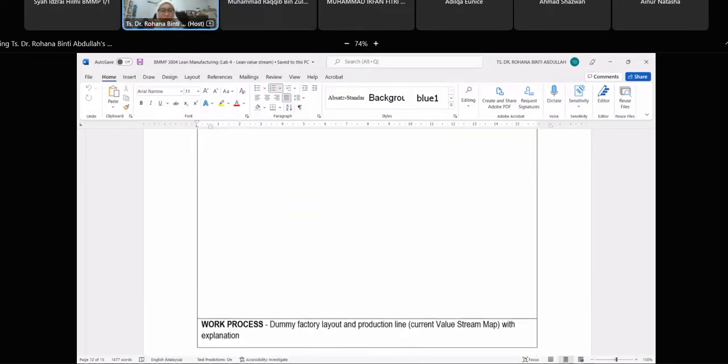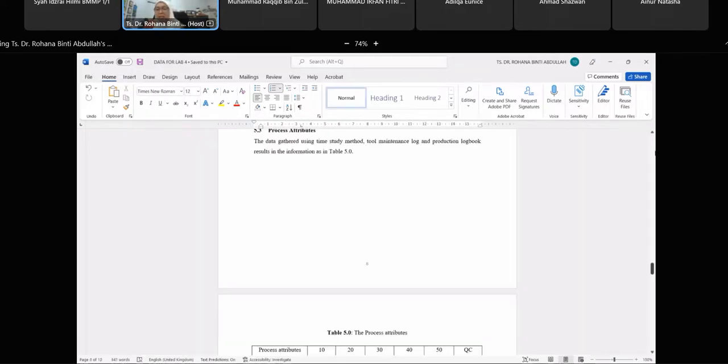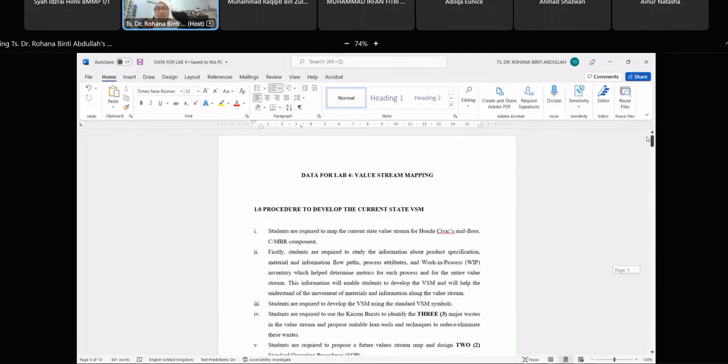So what I want to do is actually this data is important, alright? Without this data, you cannot make the value stream map. This data is already in ULearn, right? You can access it and you can sit together with your friends and study the data required.